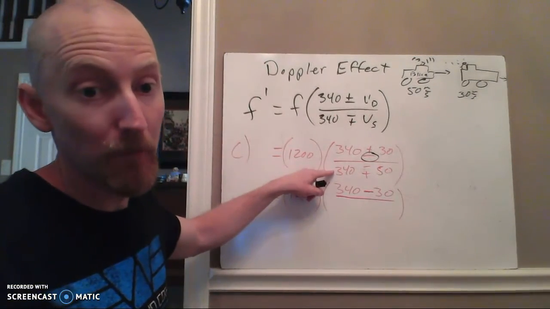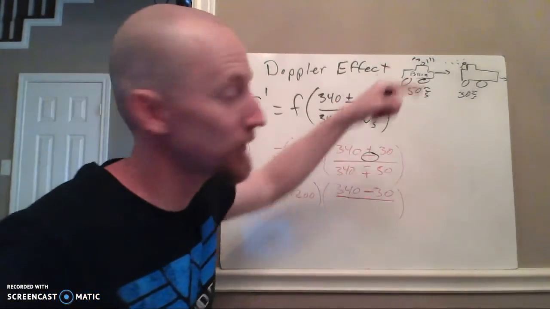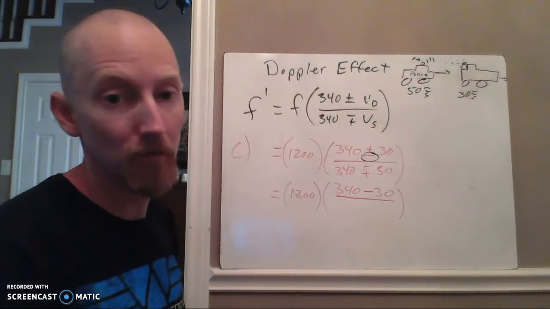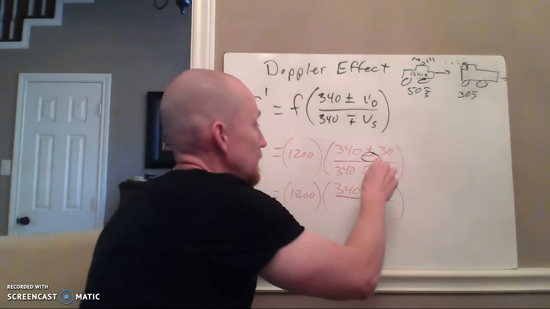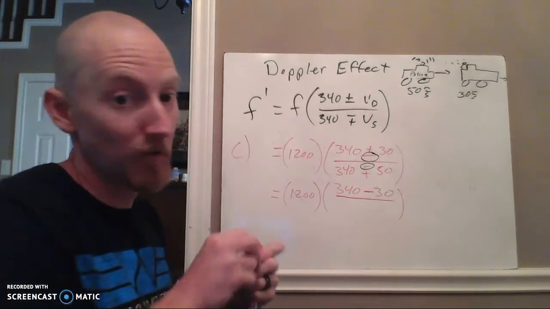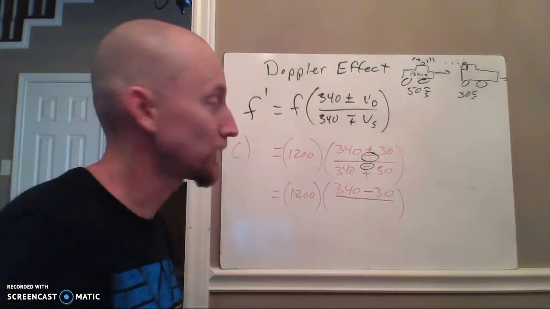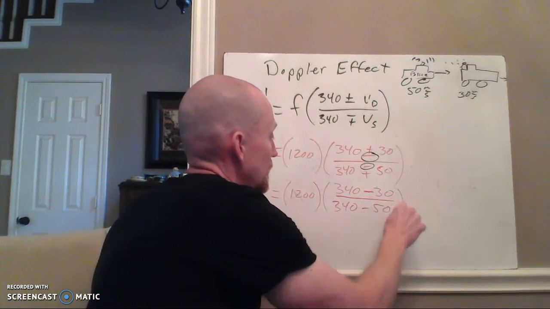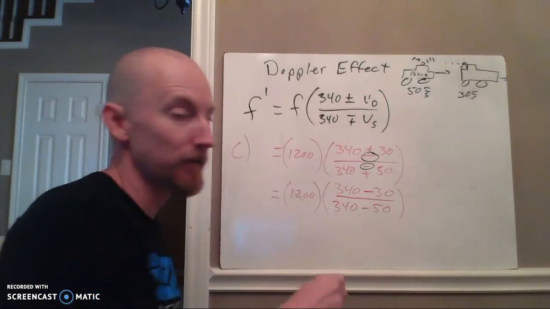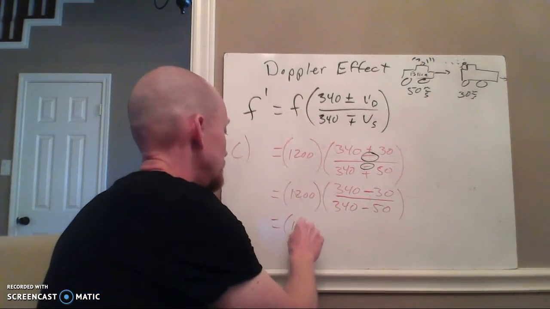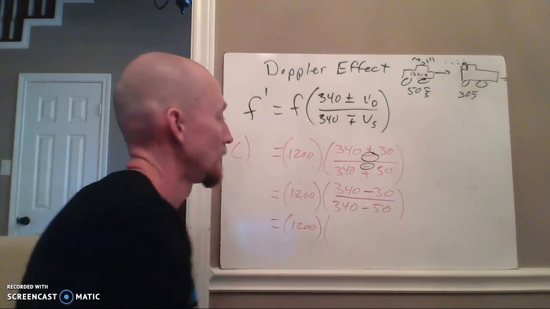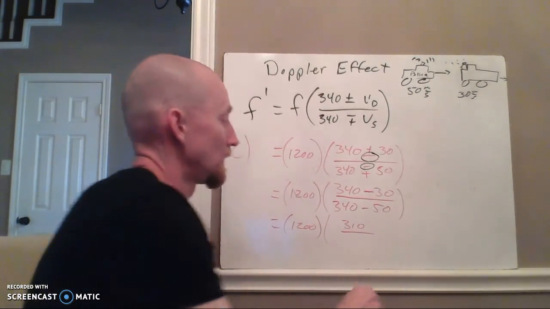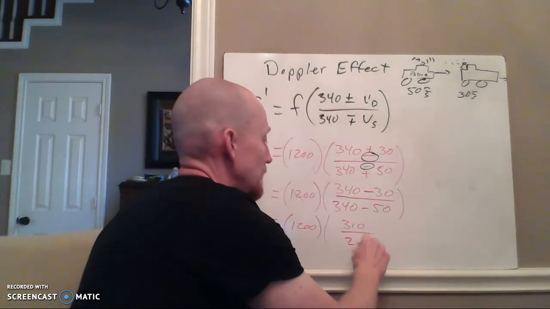Bottom, what are the cops doing? Well, the cops are trying to catch them. Cops are trying to go towards them. So that'll be the top sign down here. So it turns out they just happen to both be the minuses. That doesn't always happen. We got to do our math. Still 1200. 340 minus 30 is 310. 340 minus 50 is 290.